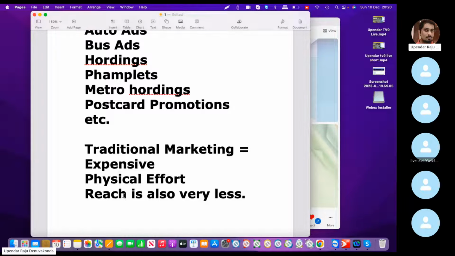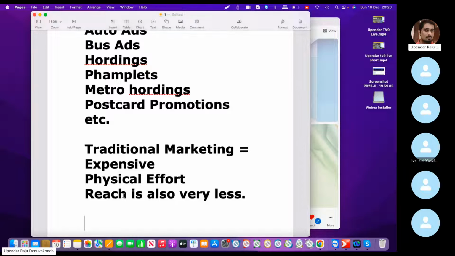So you advertise in a newspaper, and that lasts for only one day. The next day, a new newspaper comes into the picture. If you're advertising on TV and radio, only at that point of time, whoever is watching the TV or listening to the radio would get to know about your business. So the reach is very low.